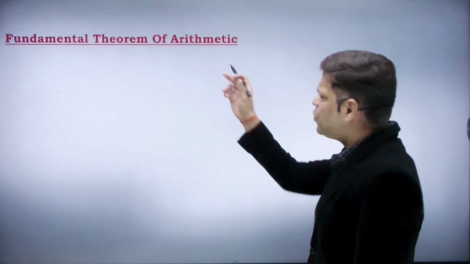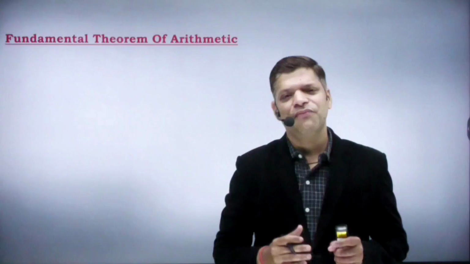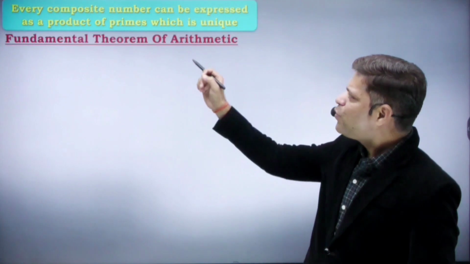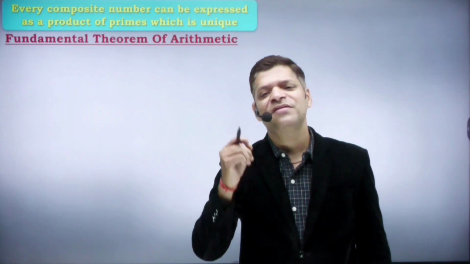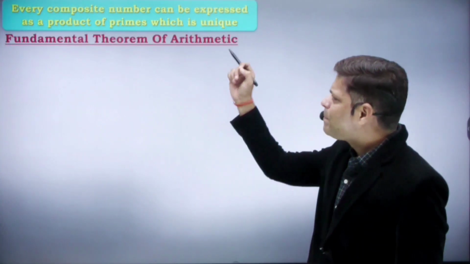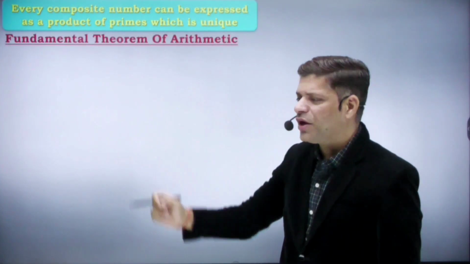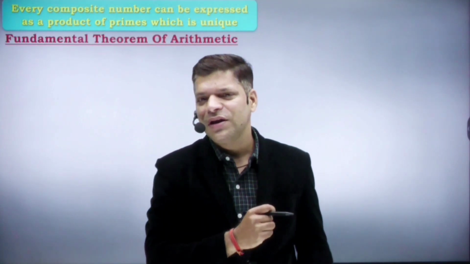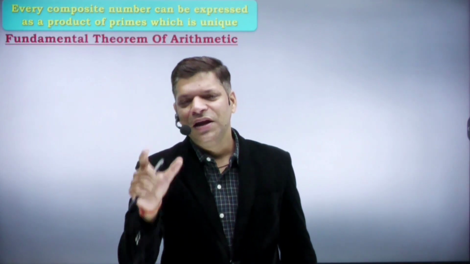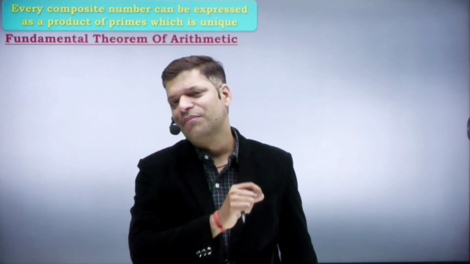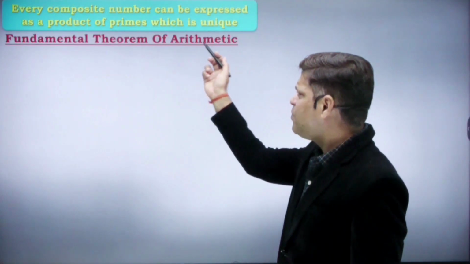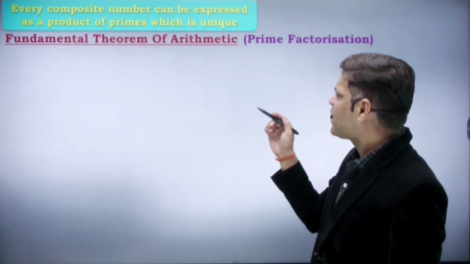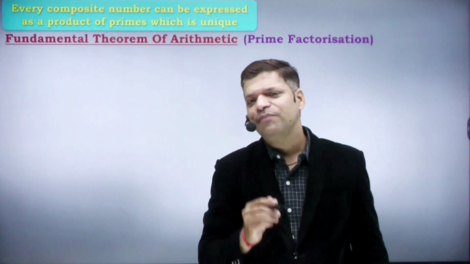So, the fundamental theorem of arithmetic. What is the meaning of the fundamental theorem of arithmetic? Every composite number can be expressed as the product of primes, which is unique. That is, if any composite number is given, then it can be broken into the form of prime numbers, and these prime numbers will be unique. That is called the prime factorization.